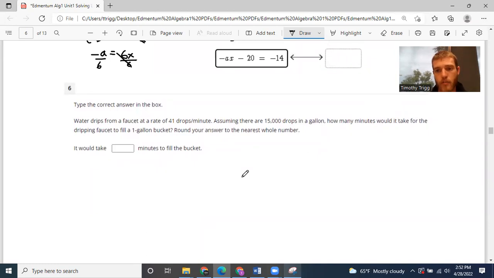Here's the conversion one. This one's kind of dreaded. Okay. Water drips from a faucet at a rate of 41 drops per minute. So that's 41 drops, we'll put D for drops, in 1 minute. Assuming there are 15,000 drops in a gallon, so 15,000 drops per 1 gallon. How many minutes would it take for the dripping faucet to fill a 1 gallon bucket? Round your answer to the nearest whole number. It would take blank minutes to fill the bucket.